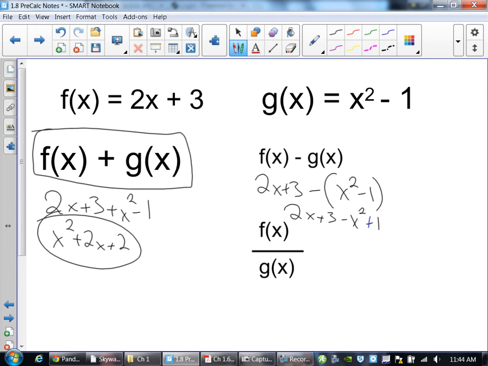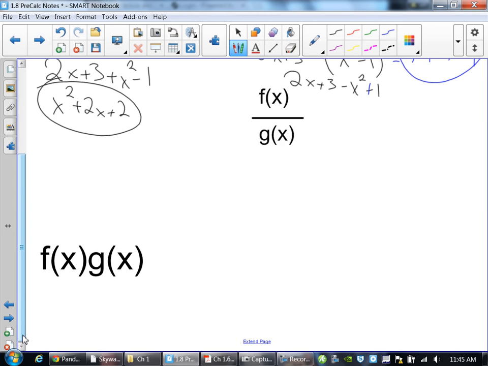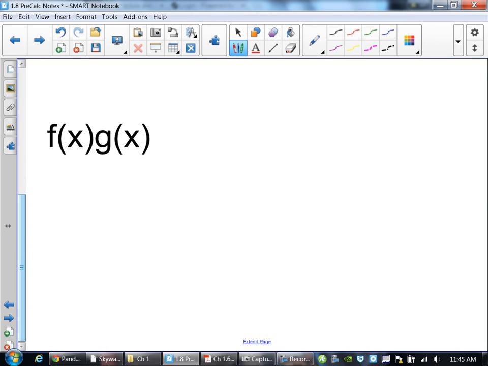Now let's get, how's that? So this gives me a negative x squared plus 2x plus 4. And that's how those two look. What about multiplying? Well, you would just multiply. Let me move this up so I have some room here, and I'll go back to dividing in a second. It would be, was it 2x? Thank you.